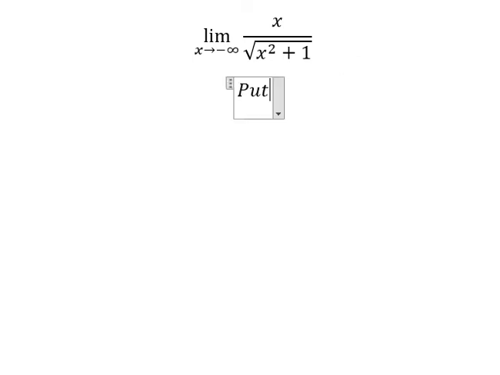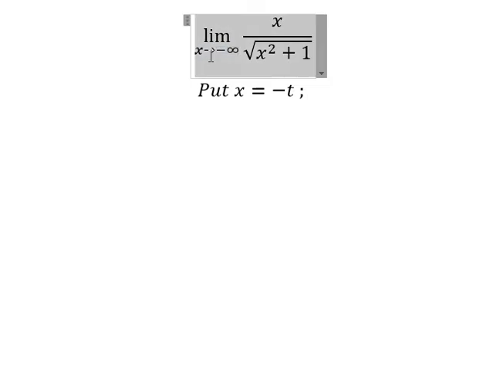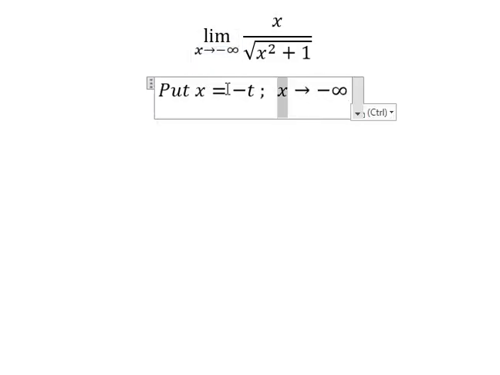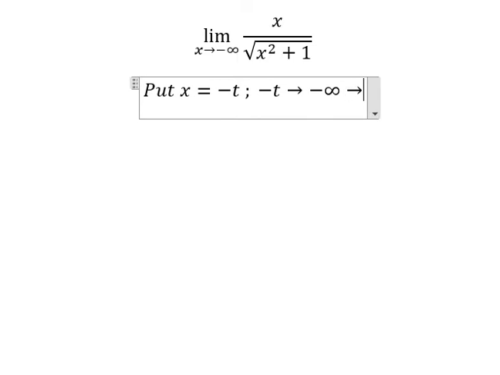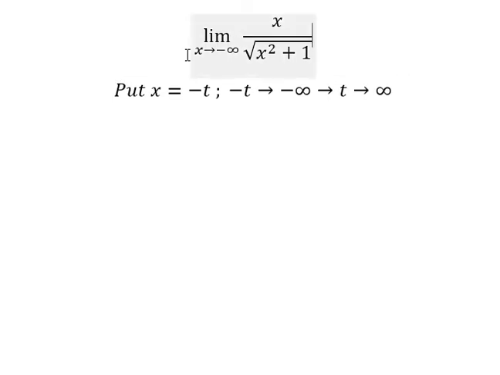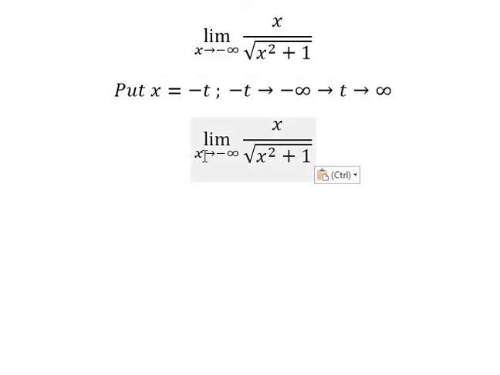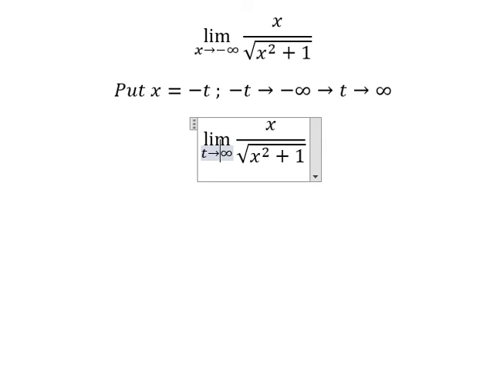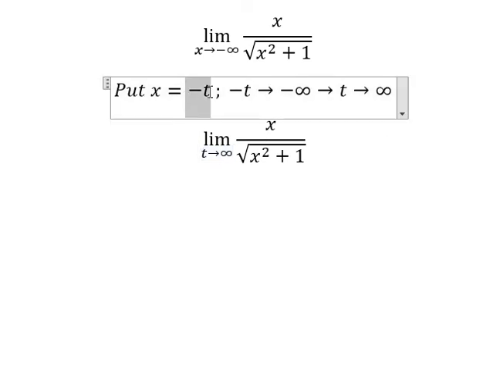I will put s equals to negative t. So this one, because we change s into negative t, so I will put this one gone here. Later we simplify negative and negative for both sides, and we have t approach to positive infinity. So this one we change like this. S we change by negative t.